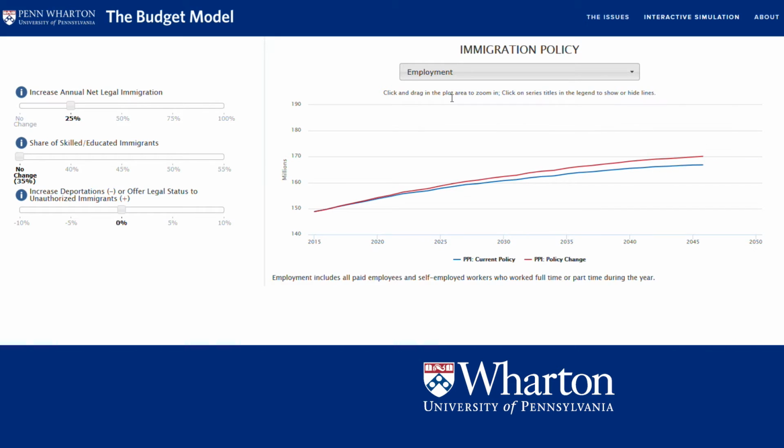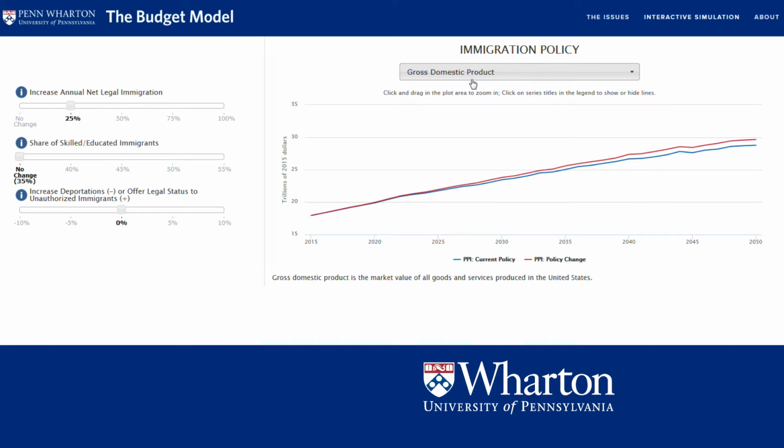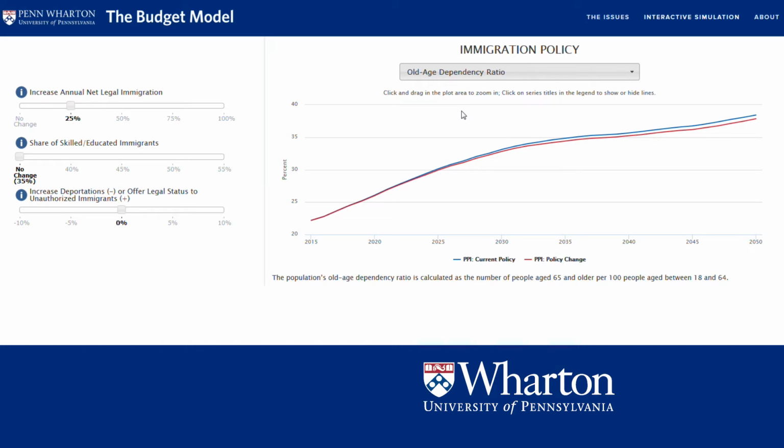Total number of jobs are going to go up. And GDP is also improved because of more workers in the economy. And the old age dependency ratio is slightly improved as well. In particular, we're going to have fewer older people per worker because immigrants are coming in typically during working age. And we are able to track that fairly precisely using census level data.